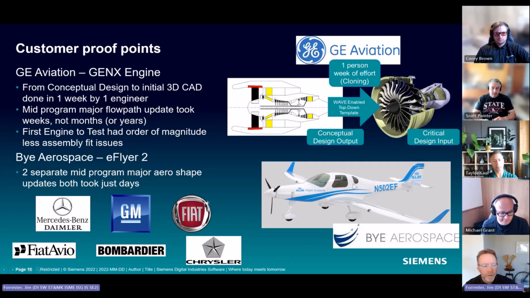Similarly, this was done at Biospace for a 2C plane. I managed that. They underwent two major aerodynamic shape changes, which affected essentially every single component in the plane, which is over 3,000 parts. And they did each of those in less than 1 week.